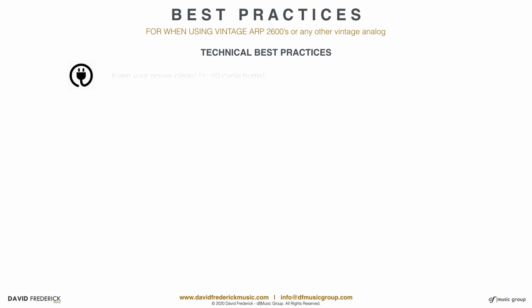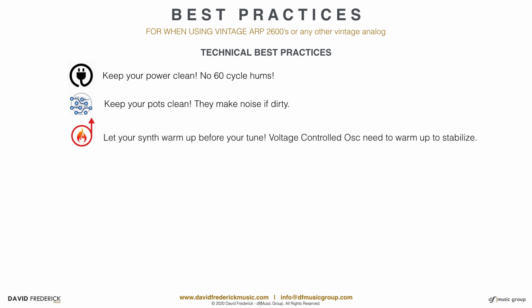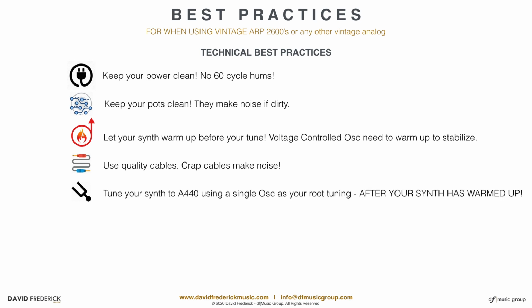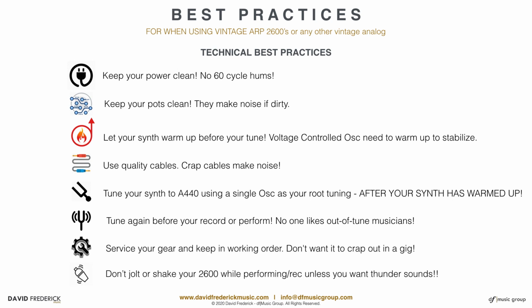I think it's critically important to keep your power clean, right? Especially on old analog synthesizers. Nobody likes 60 cycle hums. You'll drive your engineer crazy. You'll drive yourself crazy. So try to keep your power as clean as possible. Keep all your pots clean, right? The 2600's got a lot of sliders on it. Other synthesizers have both sliders and potentiometers and rotary knobs and all the fun stuff. And if they get dirty, they make a lot of noise, and noise is not your friend.